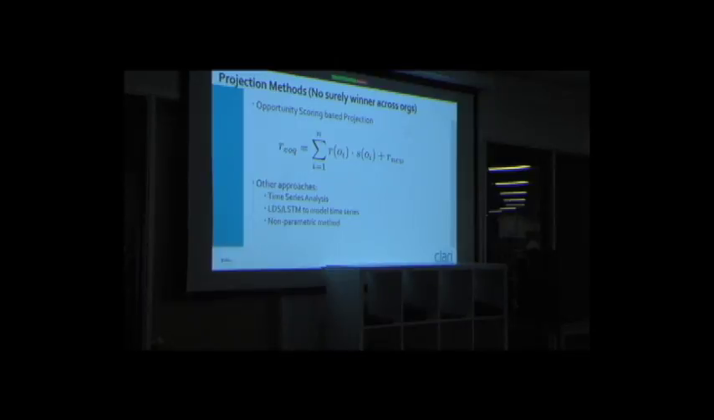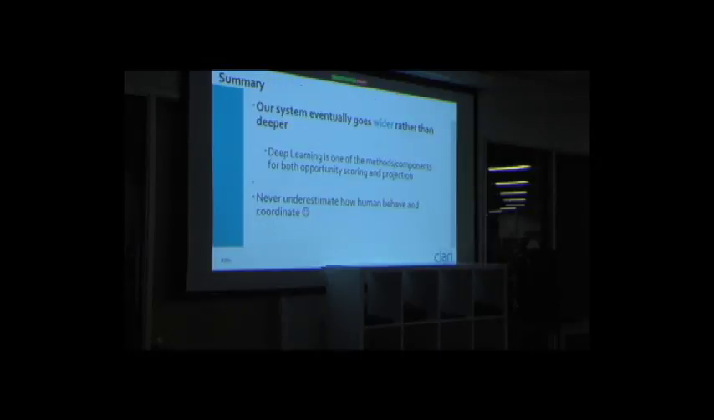And it's hard to say which one would be the eventual winner. So we basically try all these different patterns. There's always some org with new patterns, and you have to come up with some new method to deal with that. So as a quick summary for today's talk, for opportunity scoring and for projection, our system ends up going wider and wider because you have these different patterns. Deep learning becomes just one method or one component in the system. It won't address all the issues.